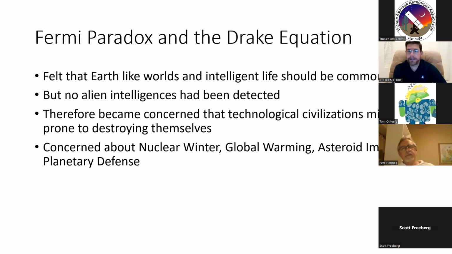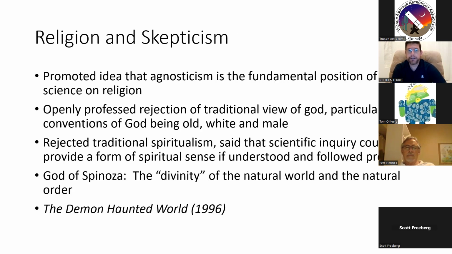Again, he was very involved with the idea of aliens and extraterrestrial intelligence. His position on the Fermi paradox and the Drake equation was that Earth-like worlds and intelligent life should be common. However, as Fermi had pointed out decades earlier, no intelligent aliens had ever been detected. And he became concerned that technological civilizations would be prone to destroying themselves. He was concerned about nuclear winter, global warming, asteroid impacts, and planetary defense.